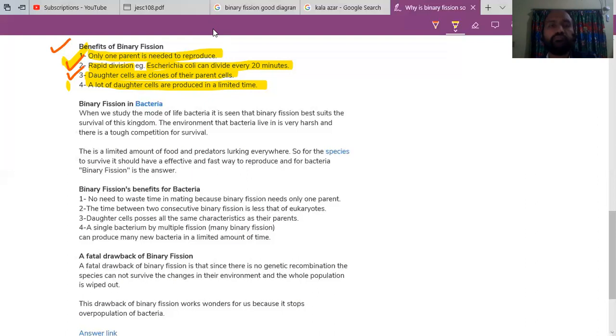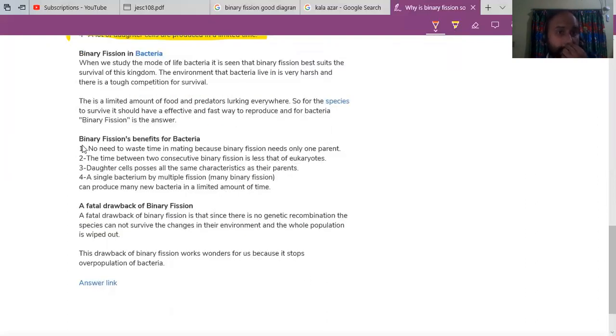Okay. Now, the next topic which I want to discuss is binary fission benefits to bacteria. Again, same points, but in much more detail. See, you will understand about it. No need to waste time mating because binary fission needs only one parent.